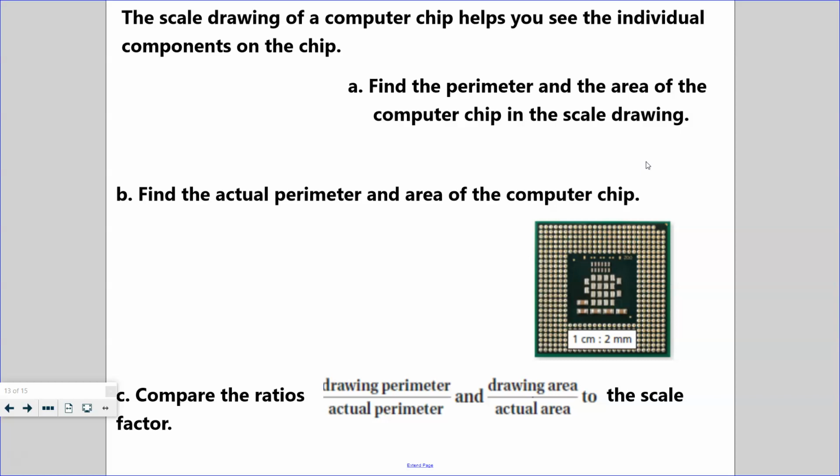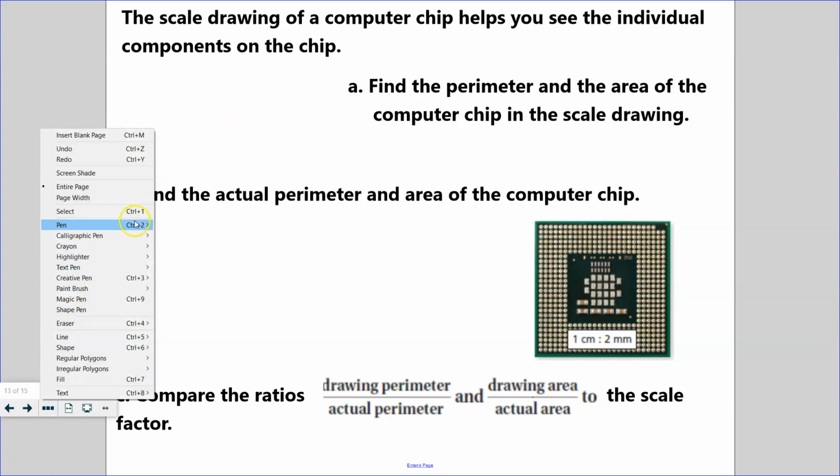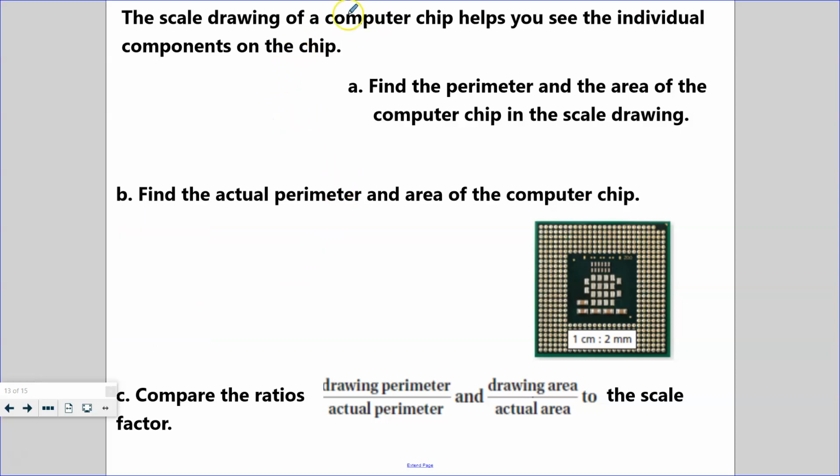The scale drawing of a computer chip helps you see the individual components of the chip. All right. Find the perimeter and the area of the computer chip in the scale drawing, right? So we have, to find the perimeter, right?